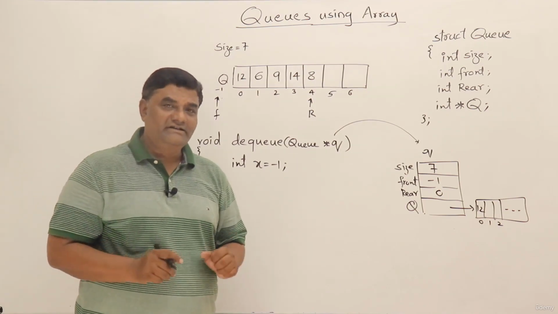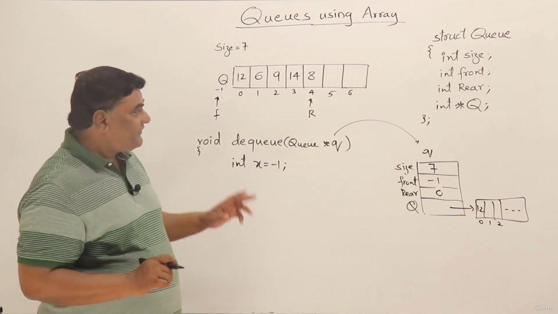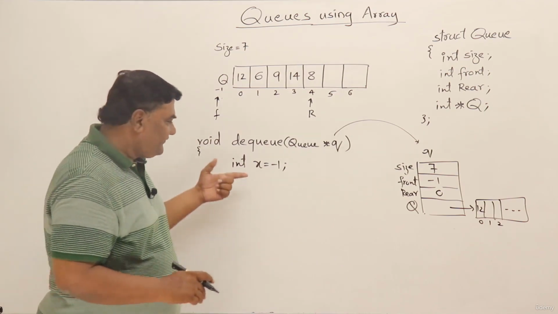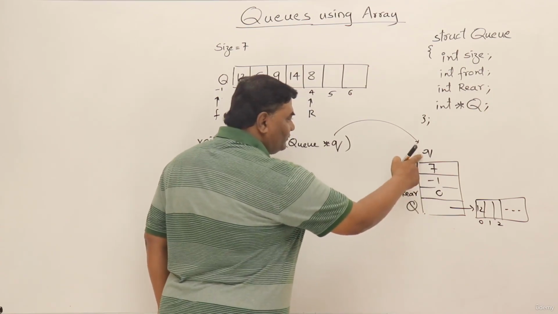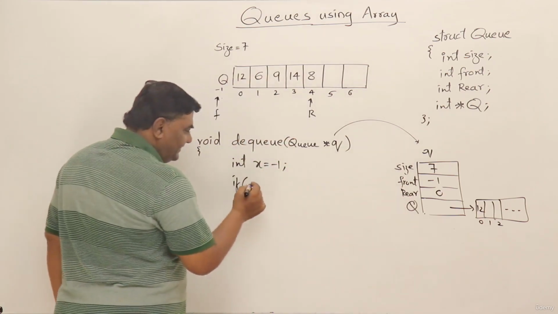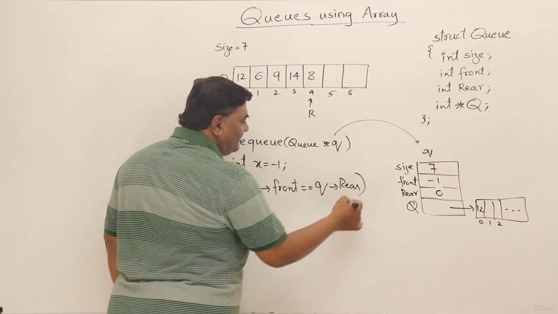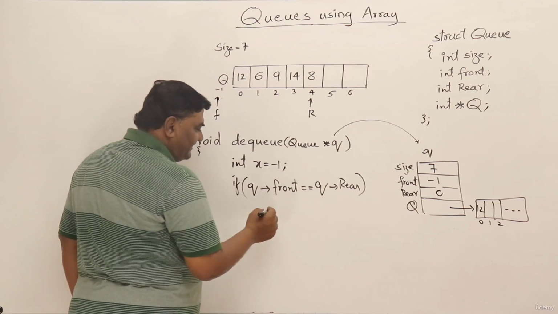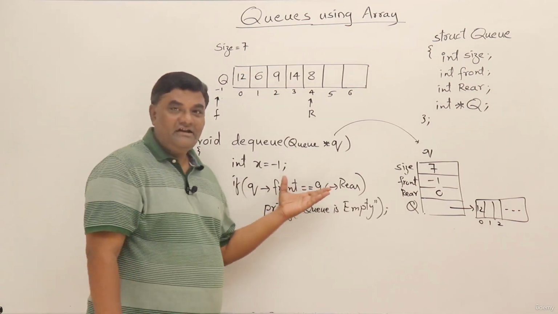If there are no elements, we cannot delete. So when there are no elements, it means it is empty. So what is the condition for empty? If front and rear are equal, we cannot delete. So first I should write down the condition that if front and rear are equal, so whose front and rear? Q's. So I can access this using the arrow operator. Q's front and Q's rear if they are equal, then I should just display a message that Q is empty. So printf Q is empty.